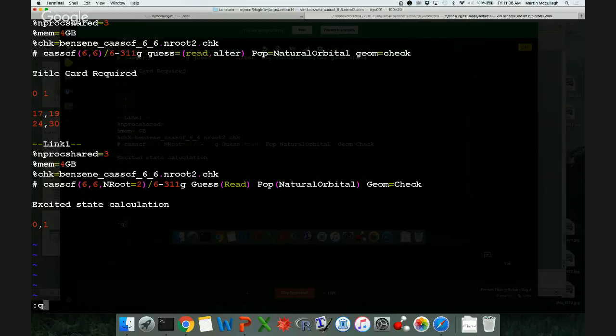So what did we get from the no root CAS-SCF? It would default to en route 1. Oh, okay. Because ours is the file name that didn't have a root specification. Yeah, it defaults to en route equal to 1 for the ground state.